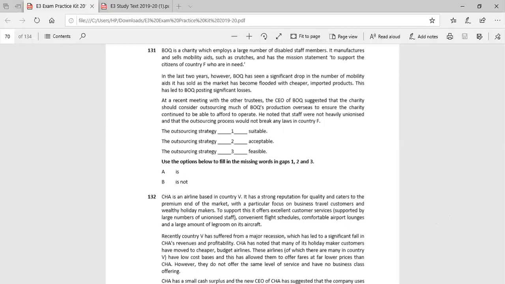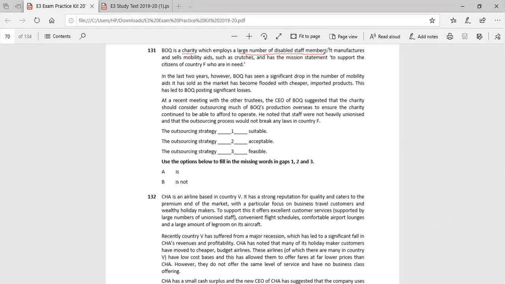Okay, there is a concept of recovering their fixed cost also. Here they are employing a large number of disabled staff. In that case, if they outsource that, then they have to shut down the unit, close down the unit and eliminate certain costs. So here they are into a charity business where they are employing a large number of disabled staff. If they go for outsourcing, the entire production activity will have to be shut down, and they will be unemployed. So that's one point.